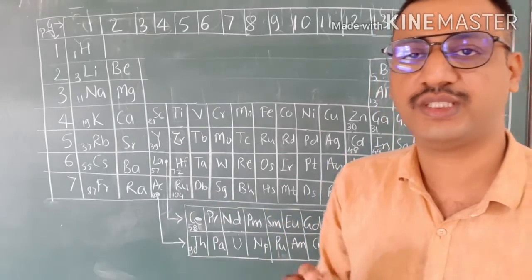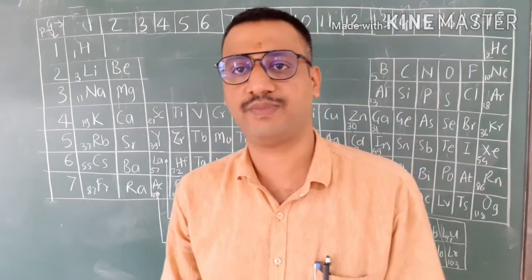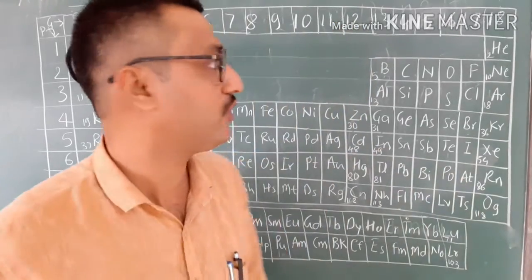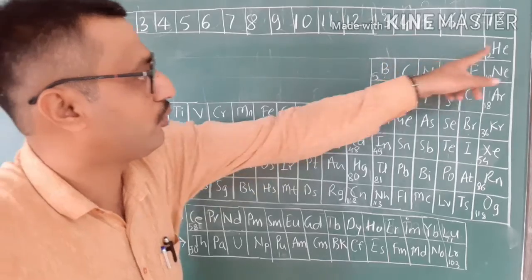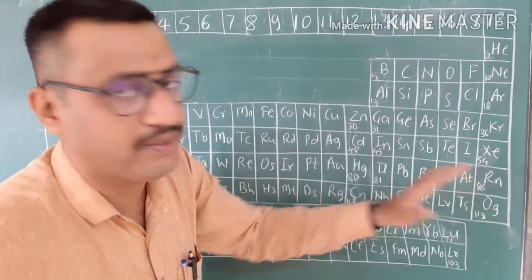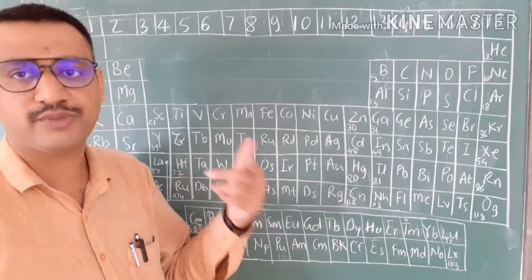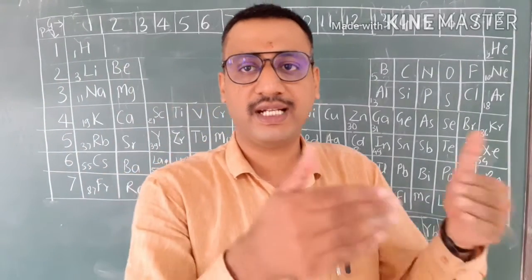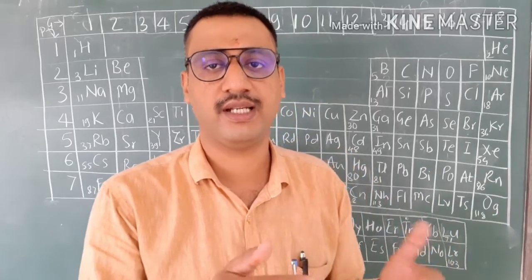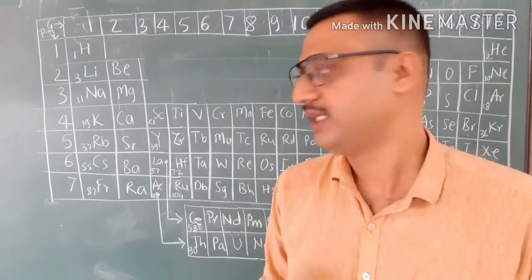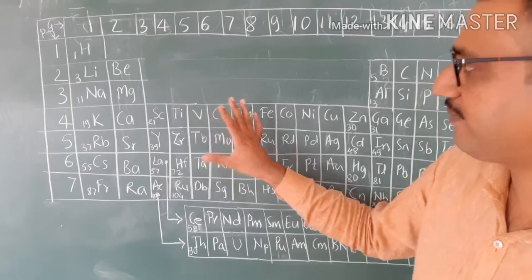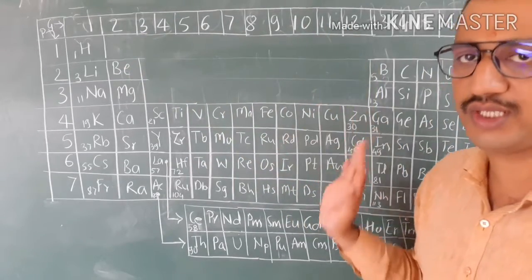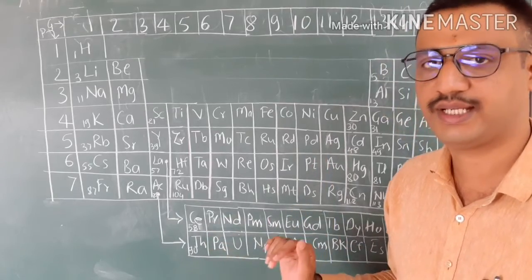Elements in whose atoms the last electron enters the p subshell of the last shell are known as the P block elements. Elements belonging to group number 13 to group number 18 are the P block elements. Elements in whose atoms the last electron enters the d subshell of the second last shell, that is the penultimate shell, are known as the D block elements. Those present between group number 3 and group number 12 are the D block elements. Exceptions are a few elements that I will tell you.